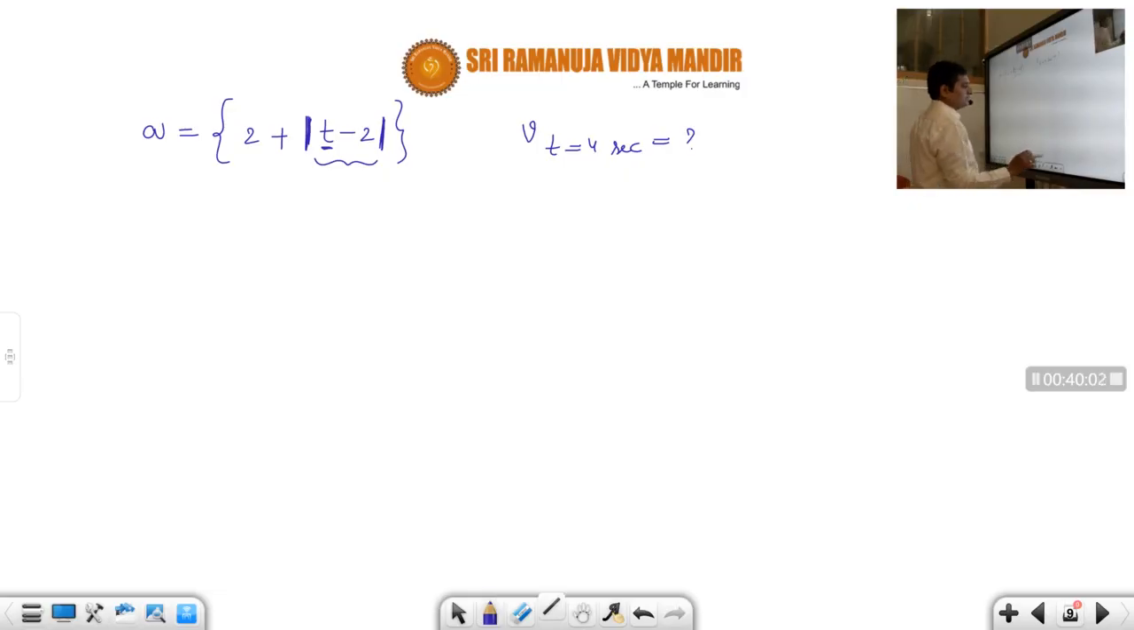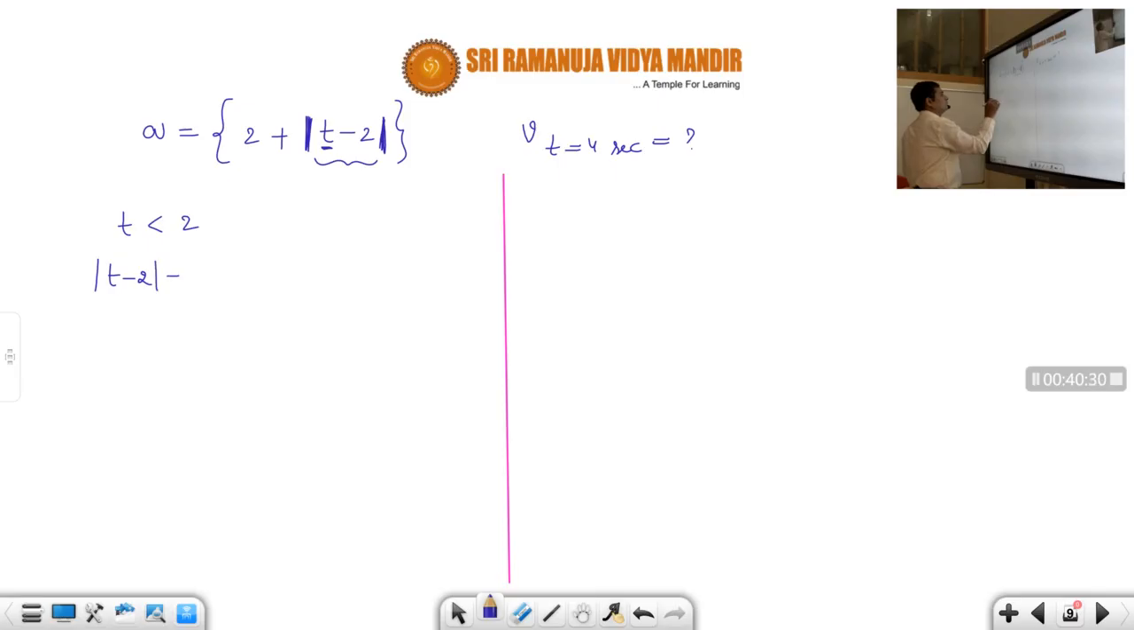This one you have to first understand the given data. Okay. What is the given data here? Mod sign is given, mod sign. So now if you take, suppose let's say as time is changing, t equal to 1, 1 minus 2 means minus 1. Correct or not, students? So 2, 2 minus 2, 0, 3, 3 minus 2, 1, 4, 4 minus 2, 2. So for time less than 2, this mod of t minus 2 can be written as minus of t minus 2. Correct or not, students?